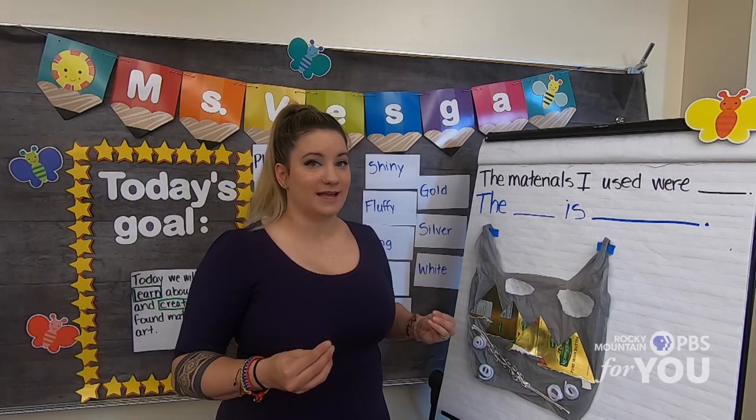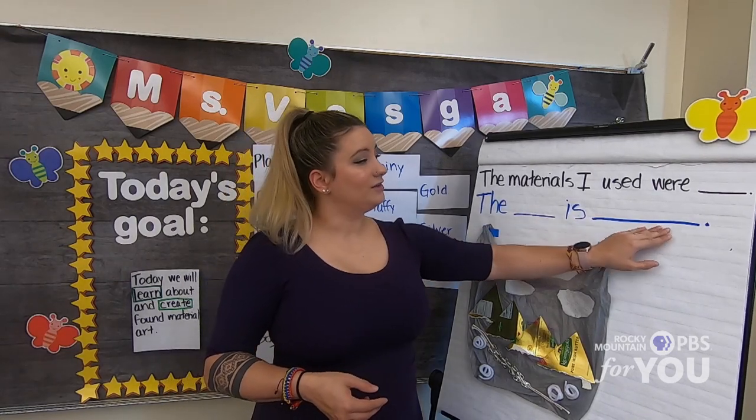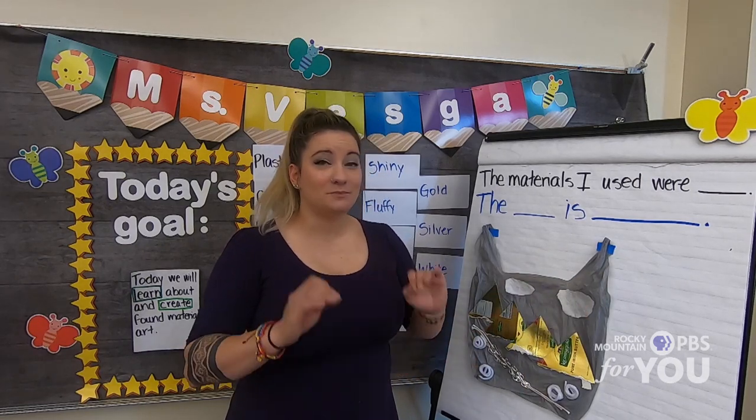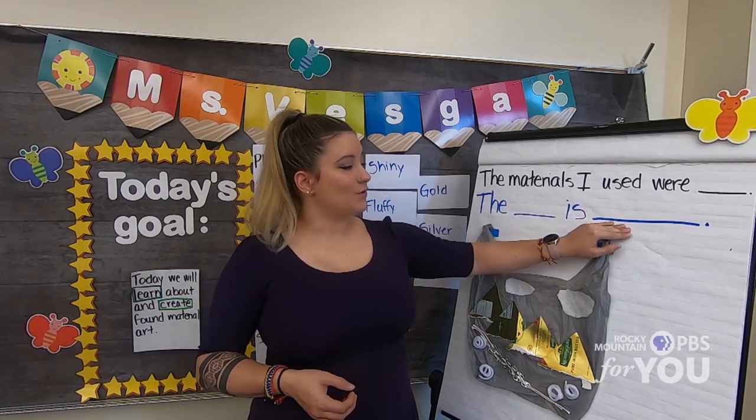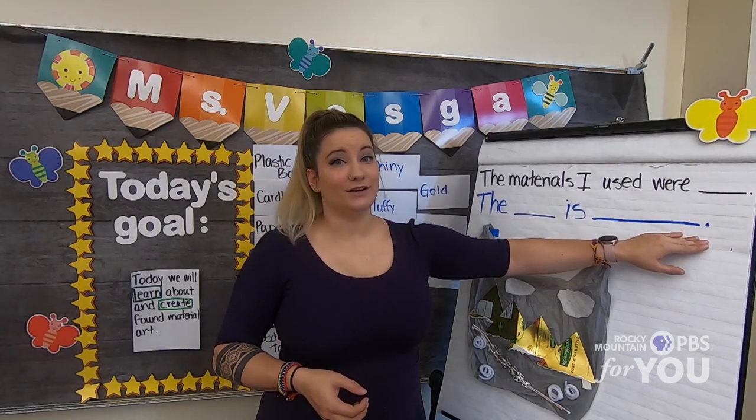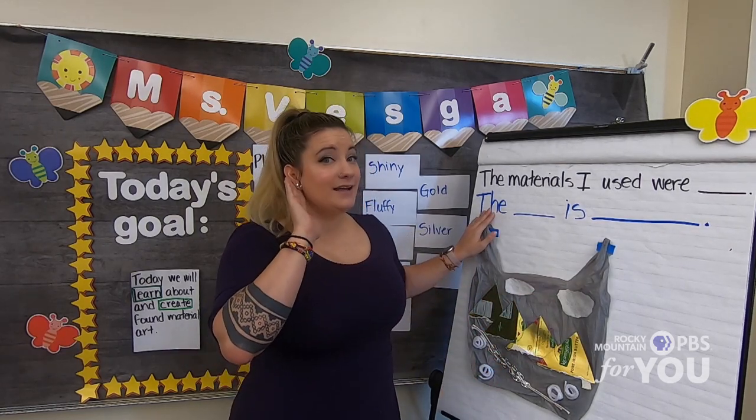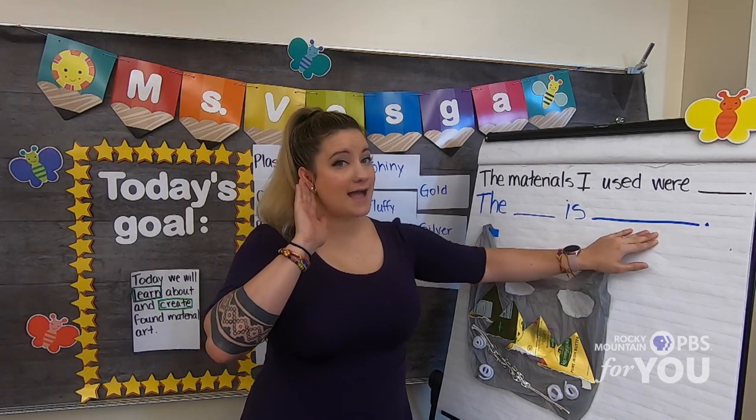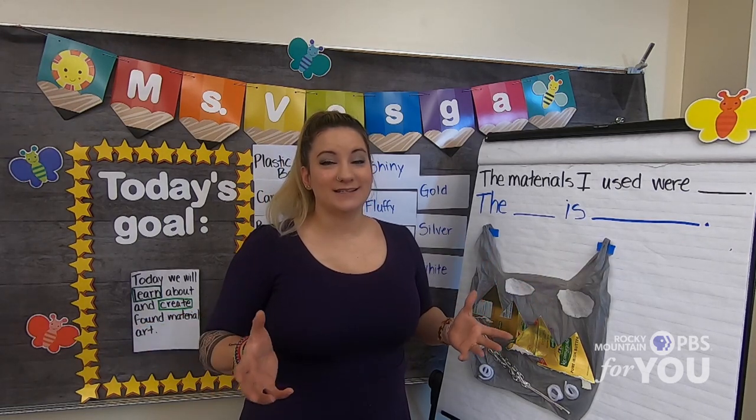Let's do both all together again. The soda tab is oval and silver. One more time, listen to me say it so that you can get it perfect. The soda tab is oval and silver. Now it's your turn, let me hear you say it. Ready? Very nice job. Let's try practicing some writing with our sentence stems.